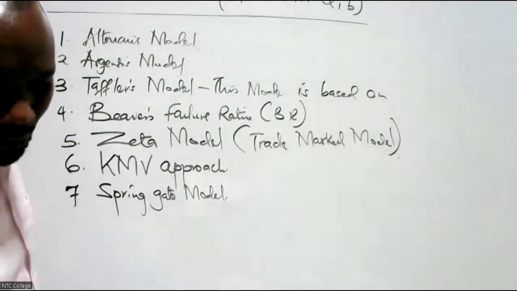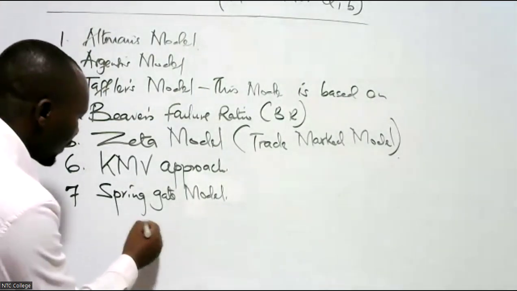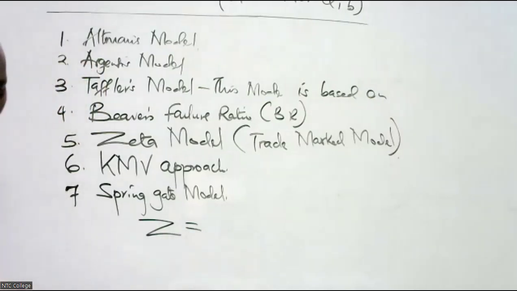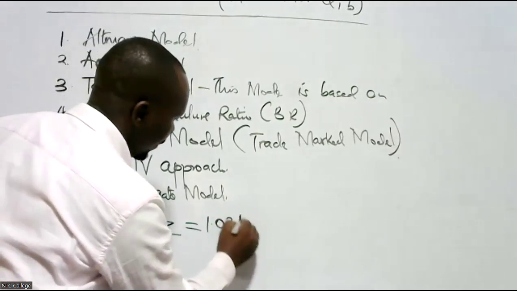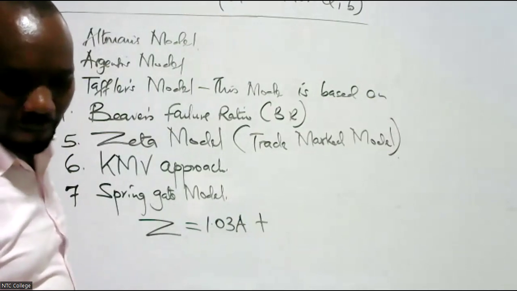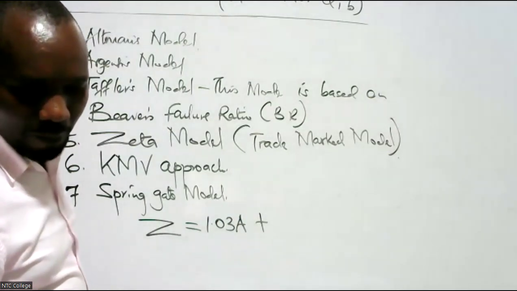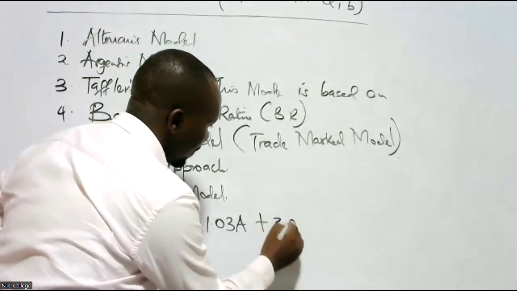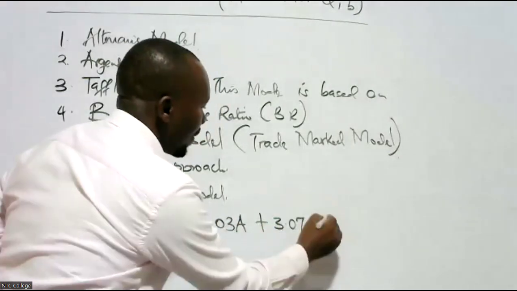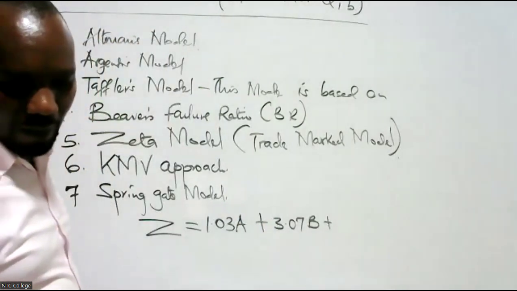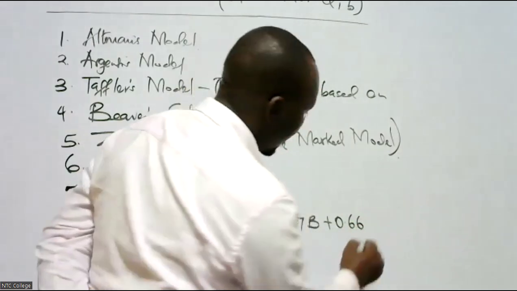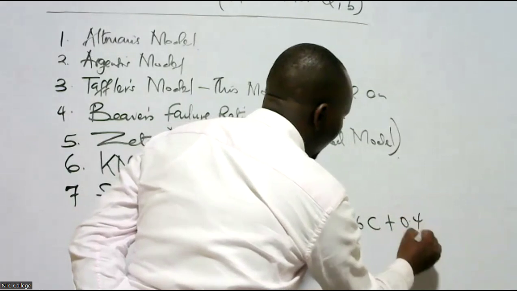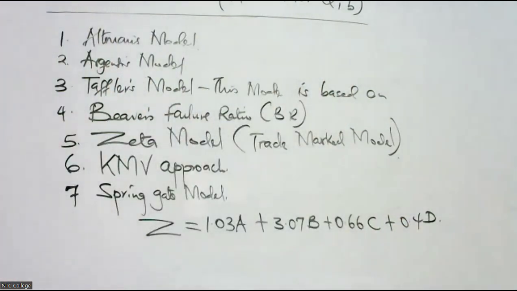There is a formula like the Z-score one. Z is equal to 1.03 A plus 3.07 B plus 0.66 C plus 0.4 D. That is the formula for Springate.